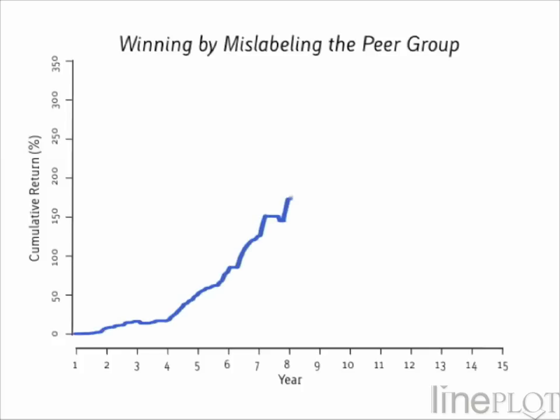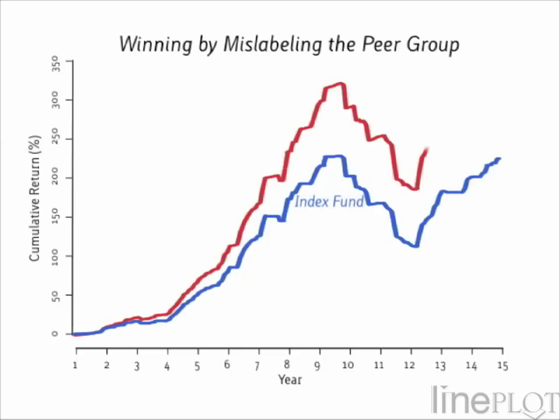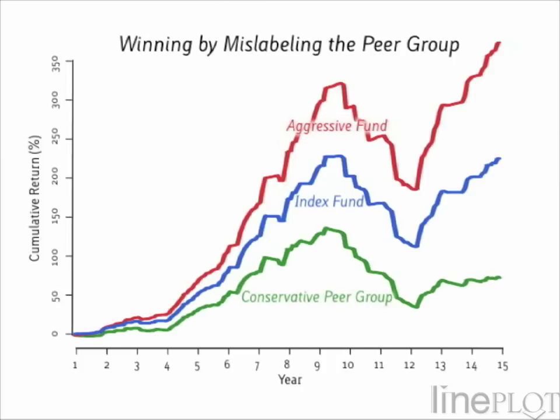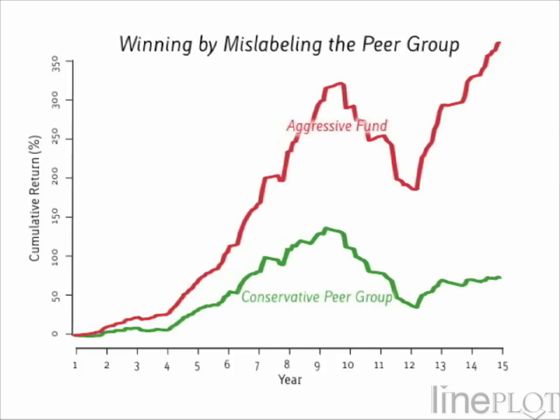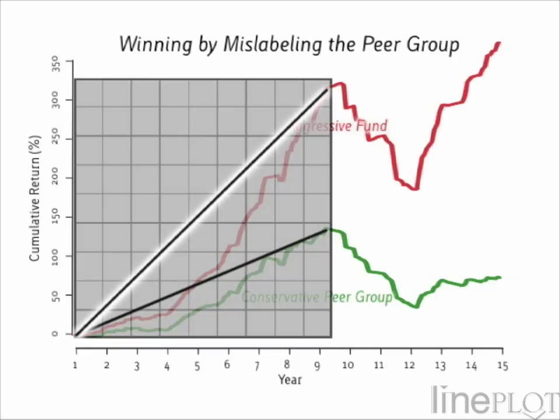However, a manager may try to beat this game by saying one thing and doing another. Consider a manager who pursues an aggressive strategy, perhaps by over-leveraging an index fund. If the manager claims that this aggressive fund belongs to a conservative peer group whose benchmark is the under-leveraged index, the fund will always excel in rising markets.